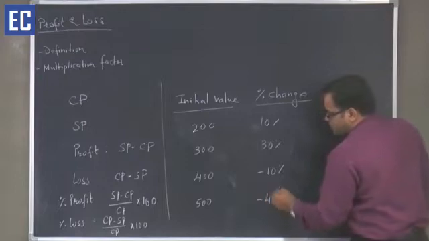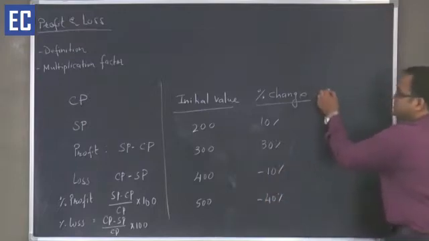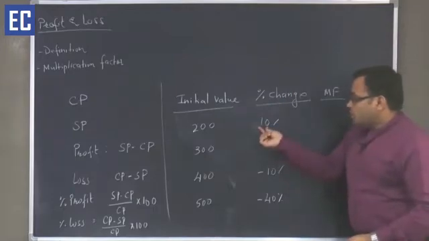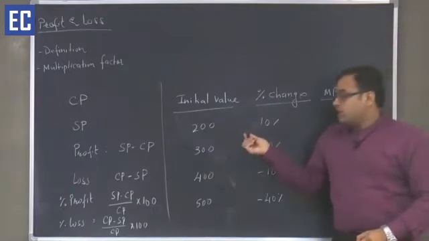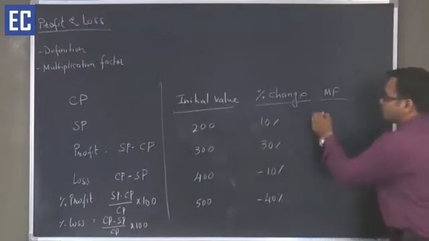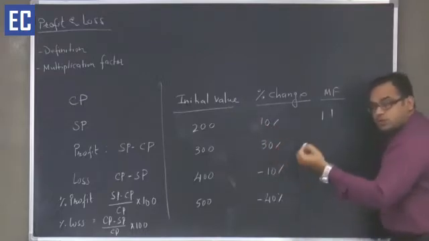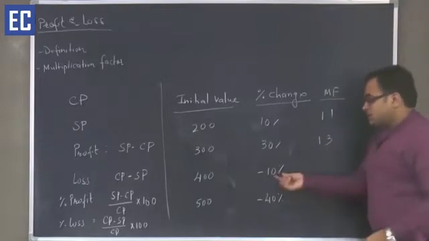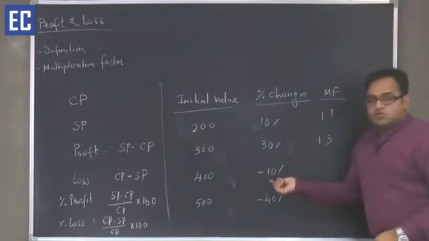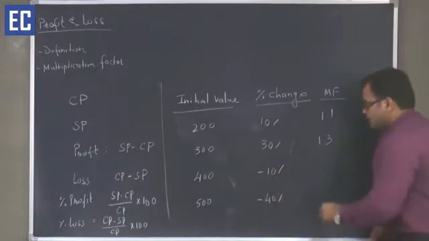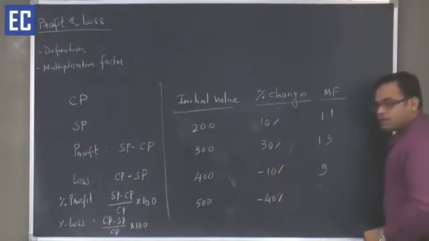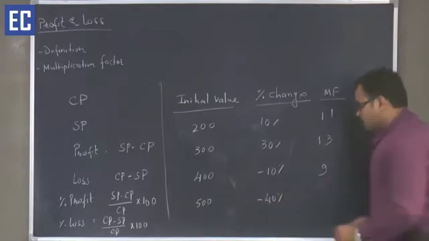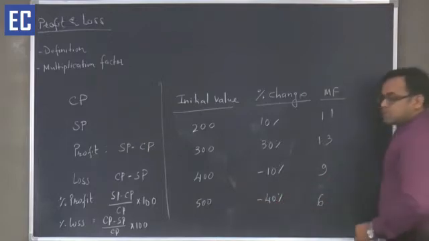Then the multiplication factor in these cases will be: 1 plus 10% is 1 plus 0.1, so this becomes 1.1. 30% is 1 plus 0.3, so this is 1.3. Minus 10% means 100 minus 10, which is 90, so the multiplication factor is 0.9. If it is decreased by 40%, 100 minus 40 is 60, so the multiplication factor will be 0.6.